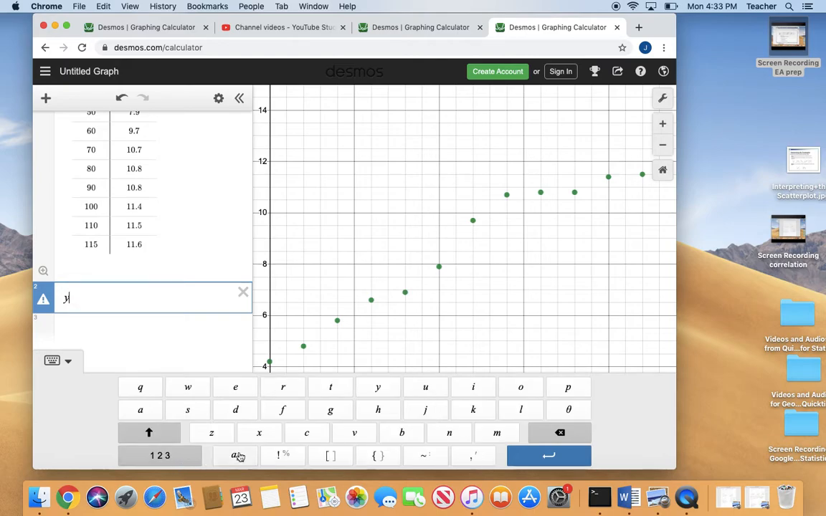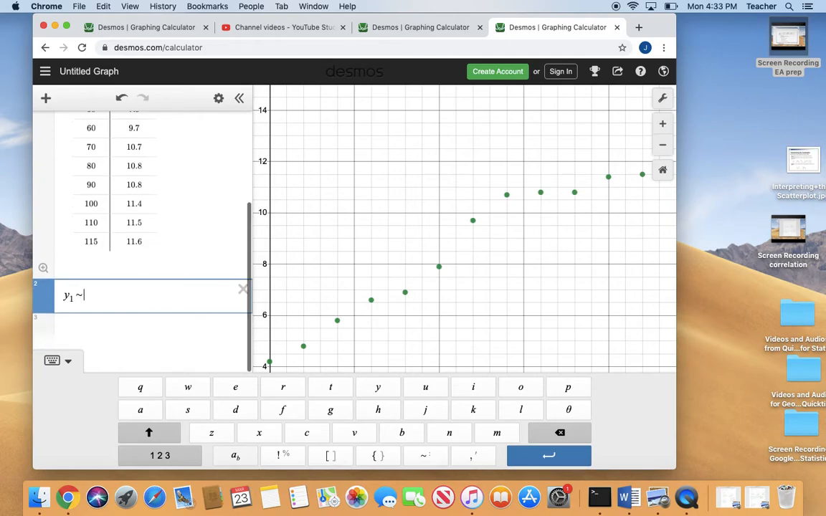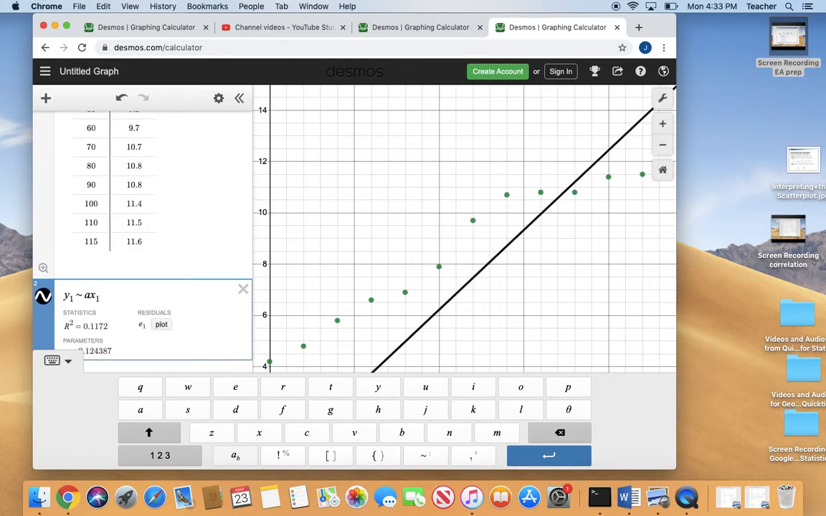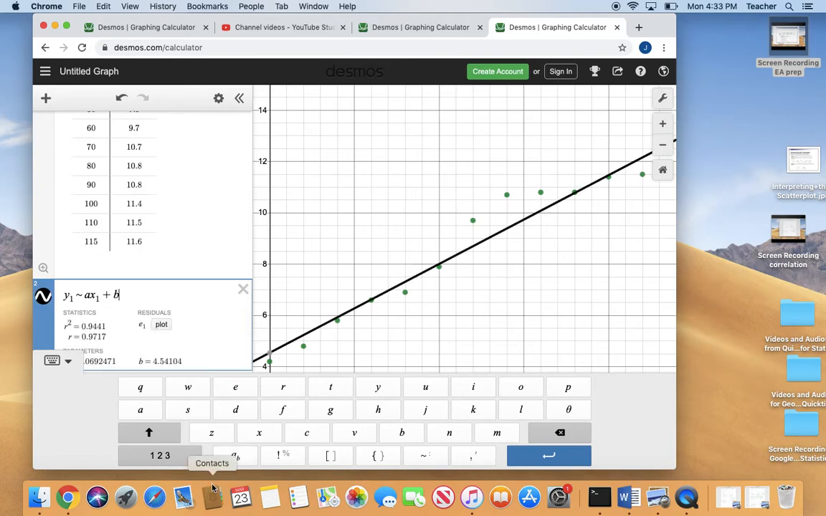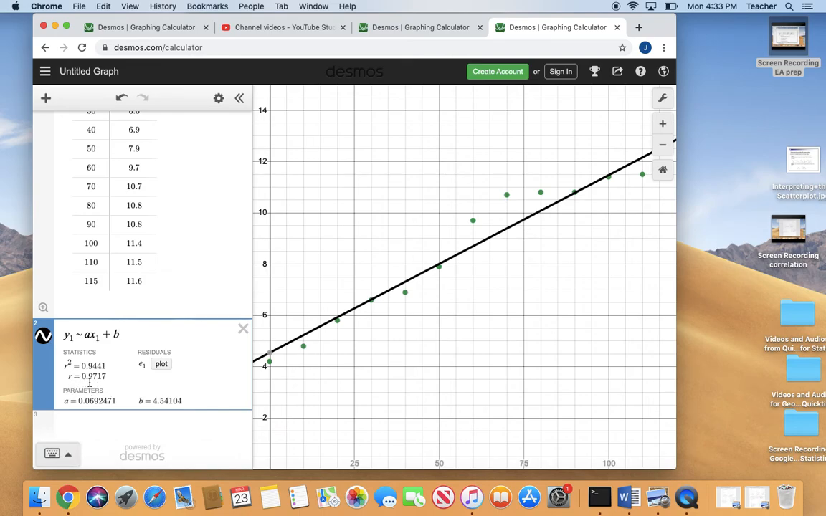So y1 is approximately equal to ax1 plus b. And if you see in this case, because r is positive, r is 0.97, it's a positive linear correlation that I have tried here. You should be able to tell it's positive even without doing the regression, because as one is increasing, the other one's also going up for my scatter plot.